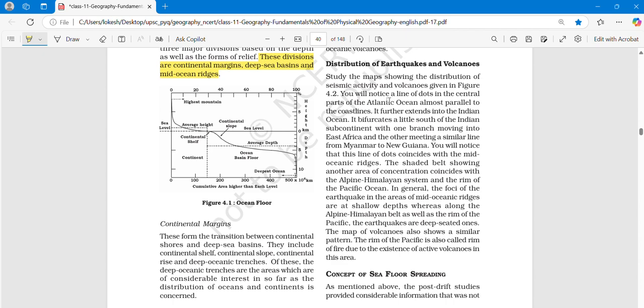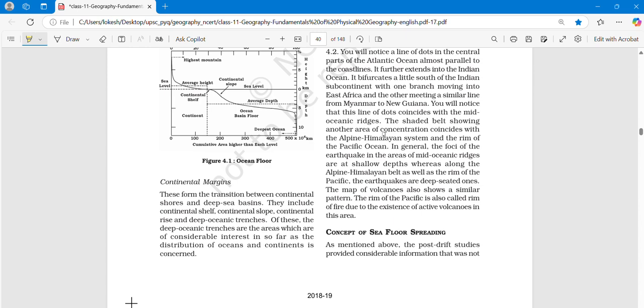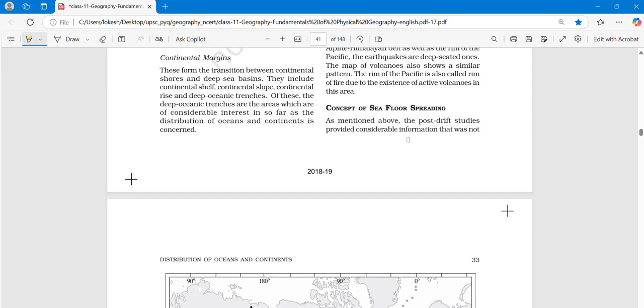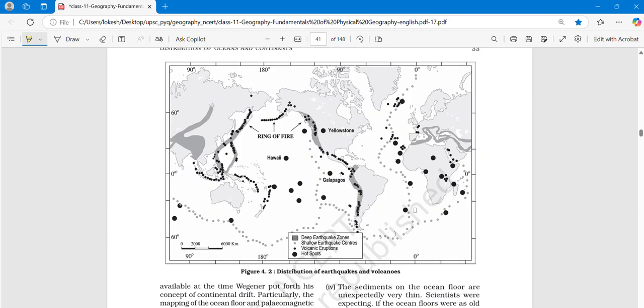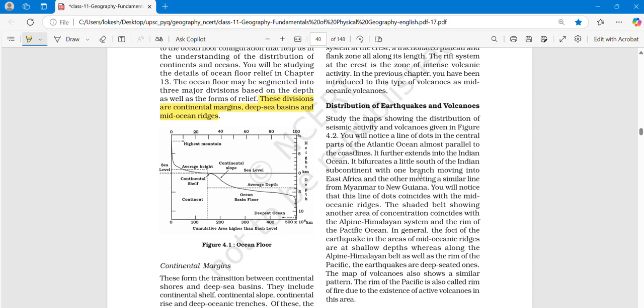So, a line of dots in the central parts of the Atlantic Ocean, almost parallel to the coastlines. Something is going on here. It further extends into the Indian Ocean. It bifurcates. Yes, it's going into the Indian Ocean as well, and bifurcating here. One branch goes towards something similar to Myanmar.